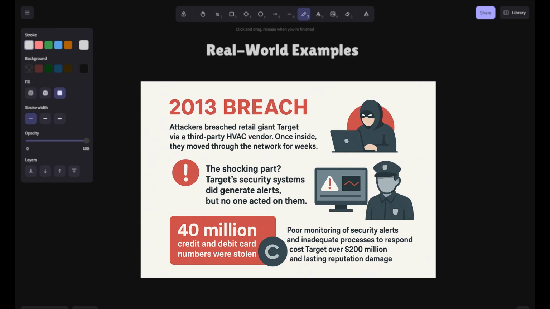In 2013, attackers breached retail giant Target via a third-party HVAC vendor. Once inside, they moved through the network for weeks. The shocking part: Target's security systems did generate alerts, but no one acted on them. 40 million credit and debit card numbers were stolen. Poor monitoring of security alerts and inadequate processes to respond cost Target over $200 million and lasting reputation damage.